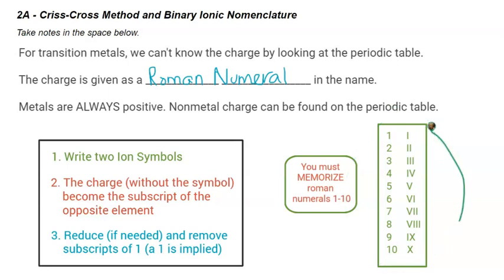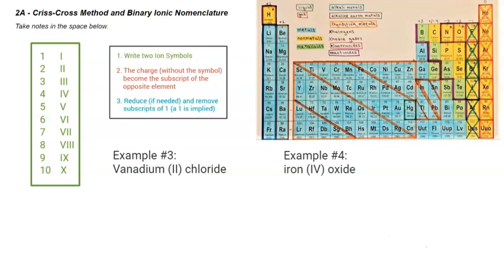So if you're not familiar, Roman numerals are made up of letters. They're the letters I, V, and X. And there are various combinations of those letters I, V, and X. And you should memorize Roman numerals 1 through 10 to be able to write formulas really quickly and be able to do it without looking up that Roman numeral. So let's do a few examples here.